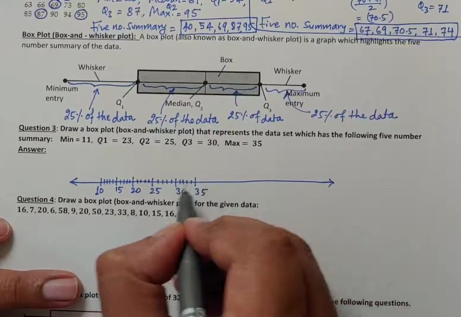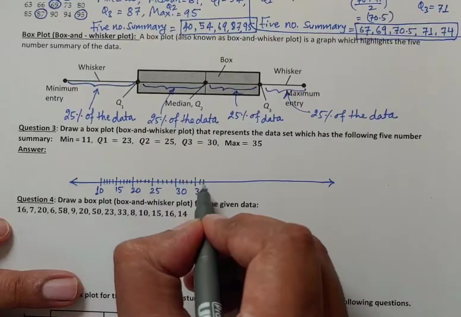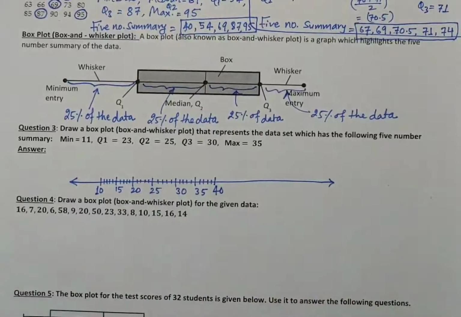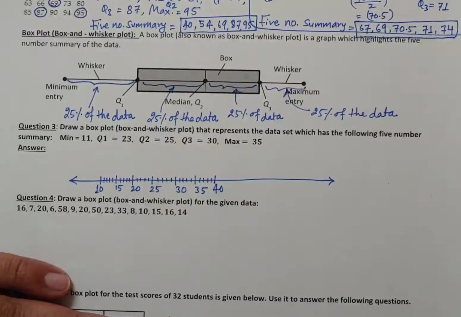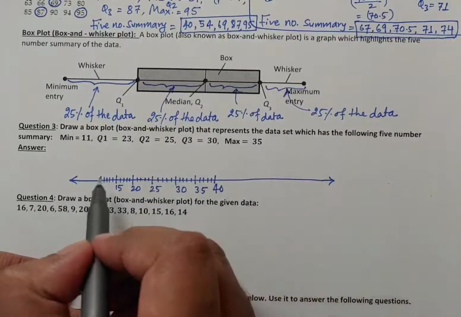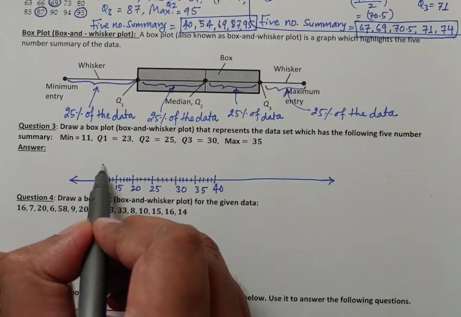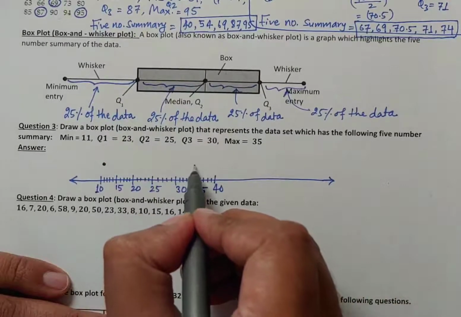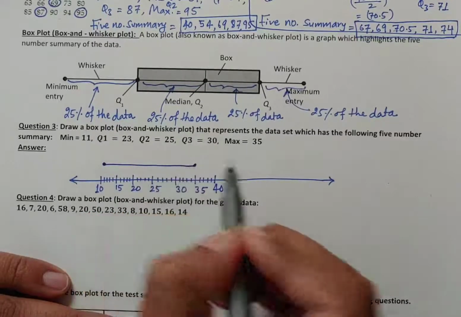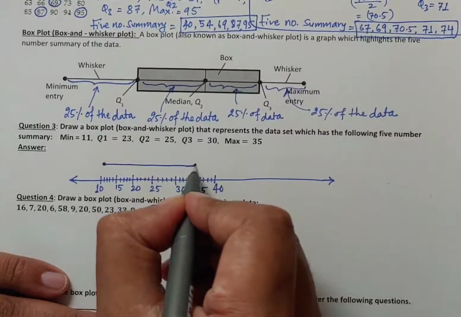Okay, because this is the number line, we can draw 36, 37, 38, 39, 40. So we can draw some extra numbers. Okay, now let's draw the box plot. So where do the whiskers start? The whisker starts at 11 and ends at 35. So here is 11, so we start here, and we end here. Okay, so this is the whisker.